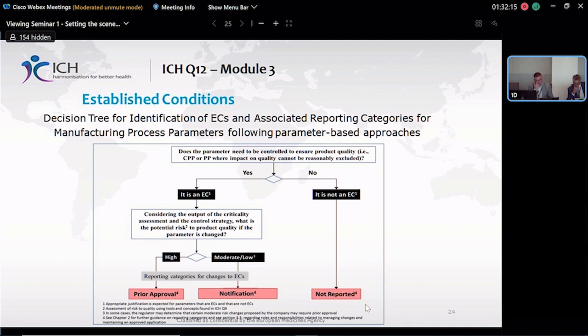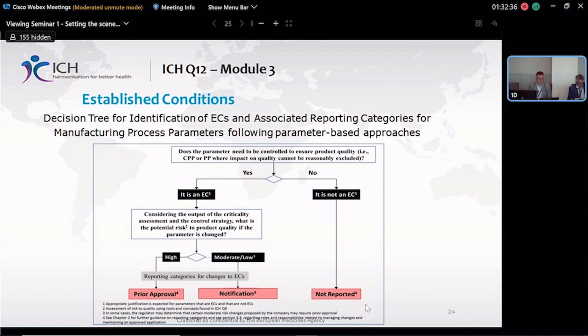But what if the applicant wants to tighten their established condition? So the limit is 95 to 105, and they say we want to tighten this to 98 to 102. So this is a change in the established condition. What's the potential risk to product quality? Well, you're going to have a tighter limit on your assay.